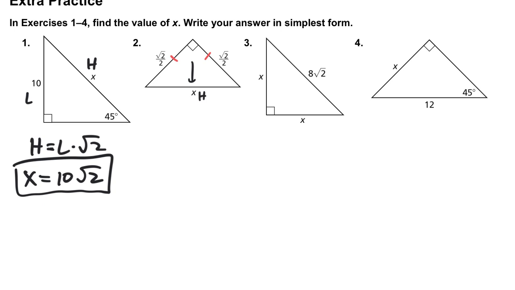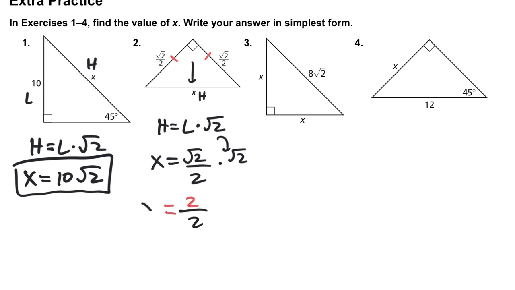Our formula says our hypotenuse is equal to the leg times the square root of 2. So our hypotenuse here is x. Our leg is square root 2 over 2. And I'm going to keep this times square root of 2. And it just so happens the square root of 2 times square root of 2 is just 2. I keep the denominator, which is 2. When I solve, I get x equals 1.